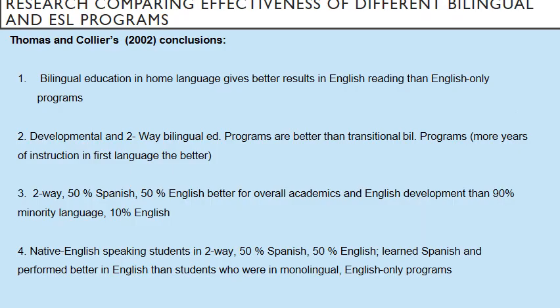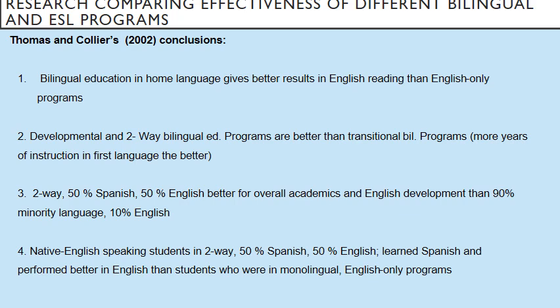To reiterate Thomas and Collier's conclusions, bilingual education that features home language instruction or native language instruction leads to better results in English than programs that are only taught in English. Developmental and two-way bilingual education programs are better than transitional bilingual programs. So this kind of goes back to what we talked about. The more years of instruction in the first language, the better academic outcomes.